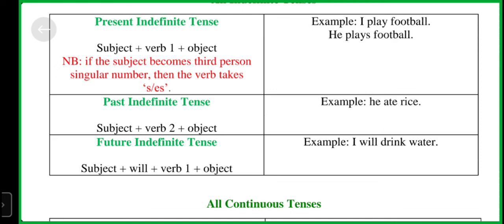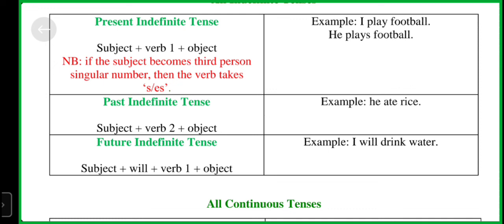Since there is did, there must be the infinitive form of the verb. He did not go to school. You should not say he did not went to school. That's wrong. He did not go to school, because did itself is the indication of the past indefinite tense.